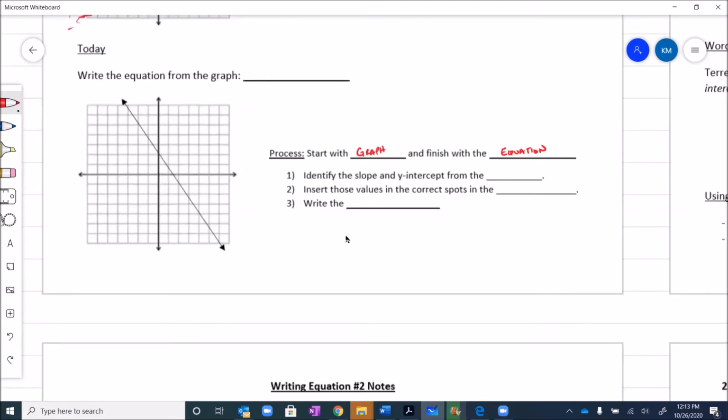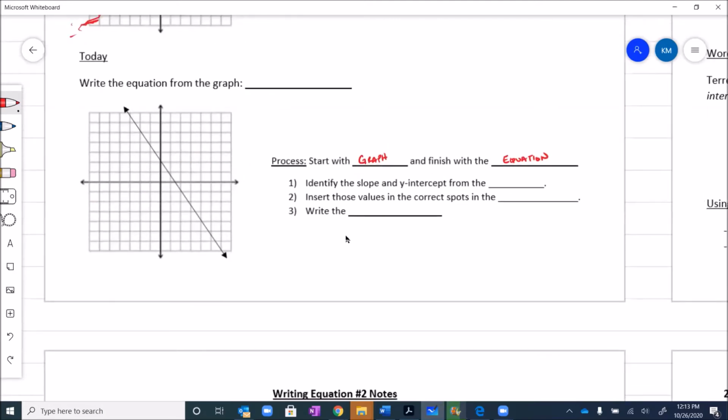So we still want to do the same thing though. We want to identify the slope and the y-intercept from the graph. Insert those values in the correct spots in the equation or formula. And write the equation. So here we have it. We know it's going to be y equals something. Okay, and so we need to find the m and the b.